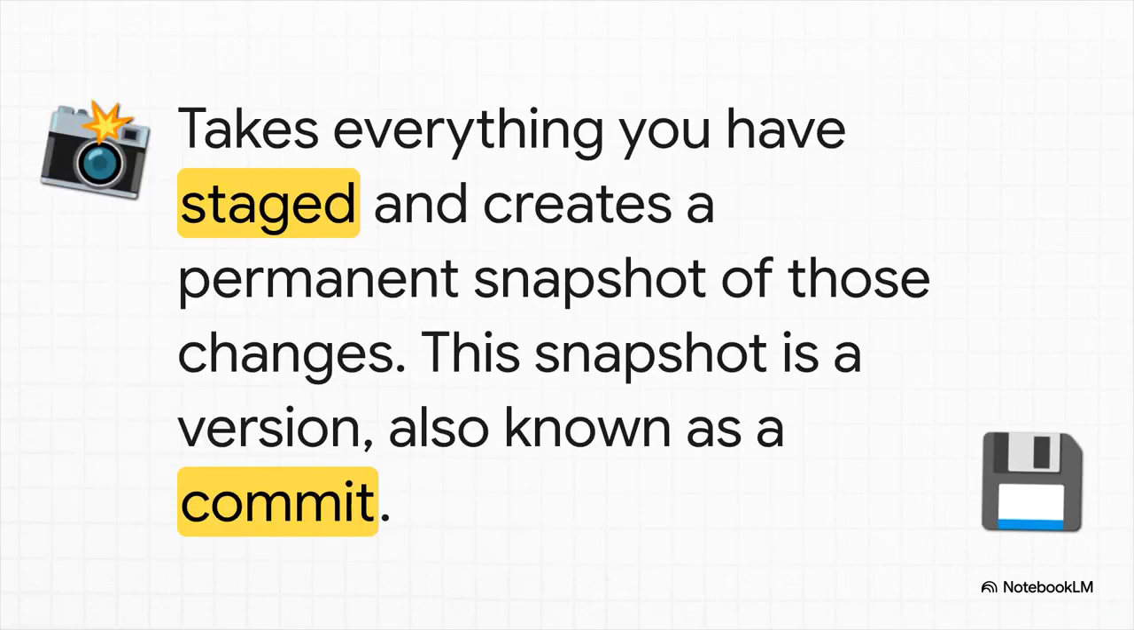Right, so once you're happy with everything you've put in the staging area, you run git commit. Think of this as the final step. This command takes everything you've staged and it basically seals it in concrete. It creates a permanent snapshot of your project at that exact moment in time. The snapshot, well, that's what we call a commit. And just like that, we've made our very first official version.